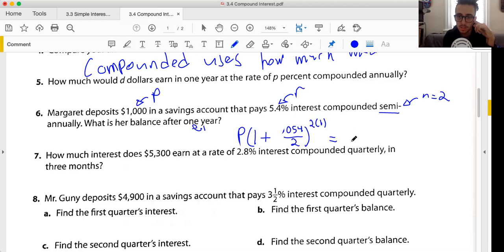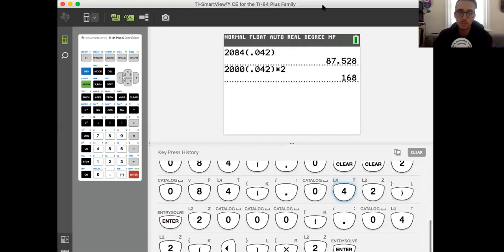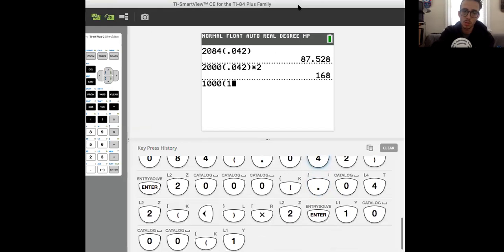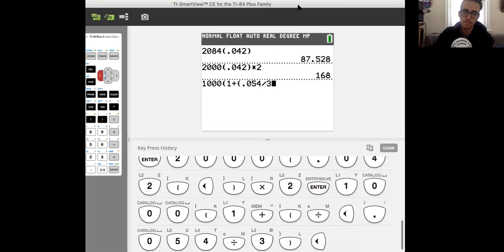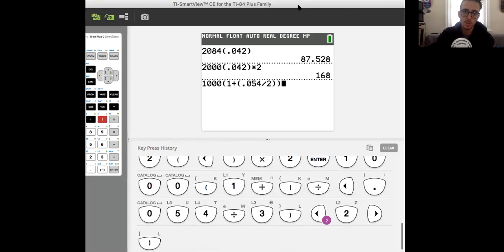So really, and I'll show you the calculator on this. Since we're getting the balance, we do want to add on that 1 inside parentheses. If it was just asking for how much interest we get, we wouldn't do that. But all right, 0.054 over 2. Out here, 2 times 1, you can just simplify that to 2. Then let your calculator take care of the rest. So I'm doing 1,000 multiplying with 1 plus, I put a fraction here, so I use decimal or parentheses to make that happen. Divide that by 2. Close that out. Put an exponent of 2.